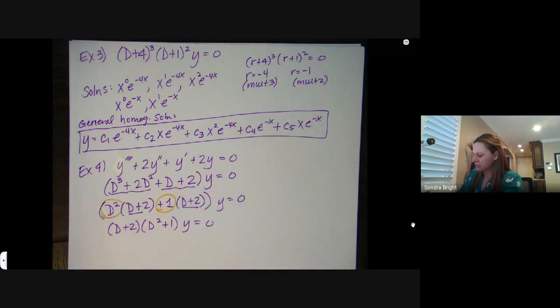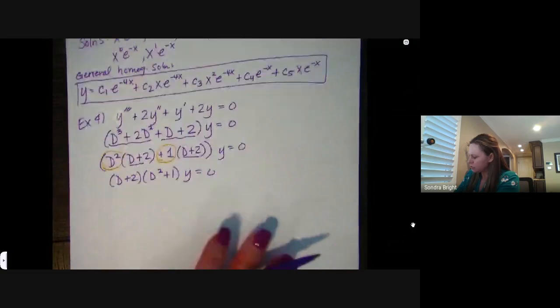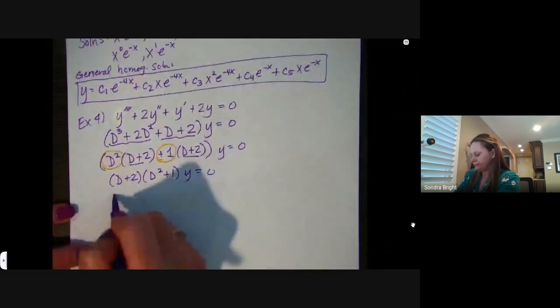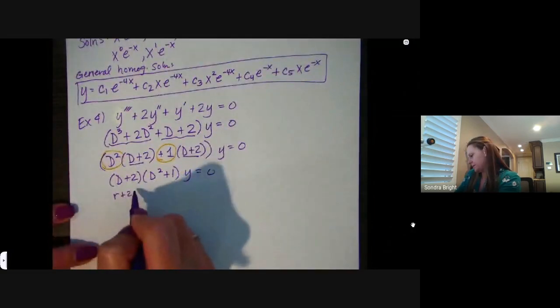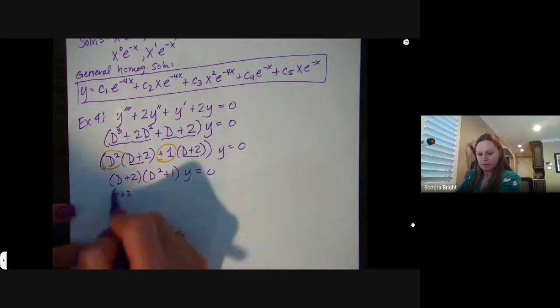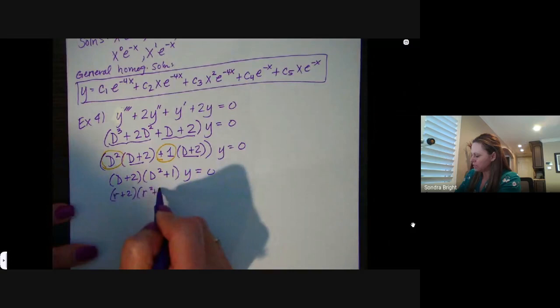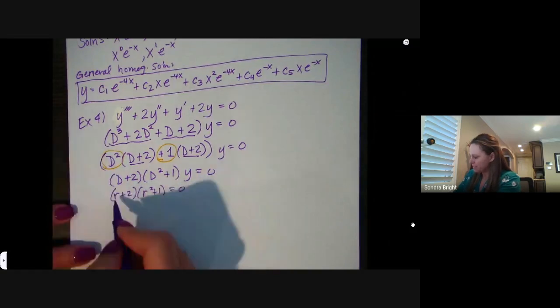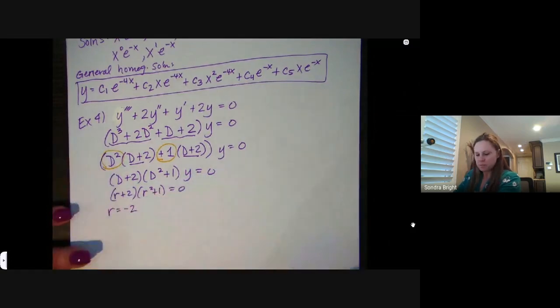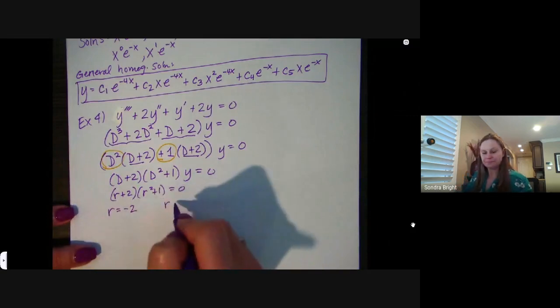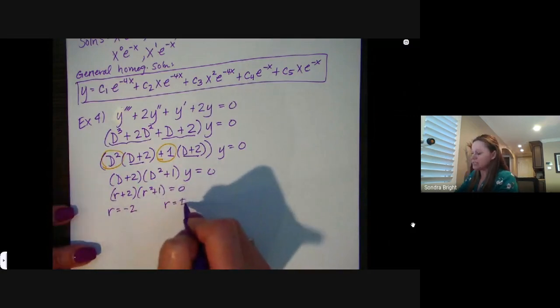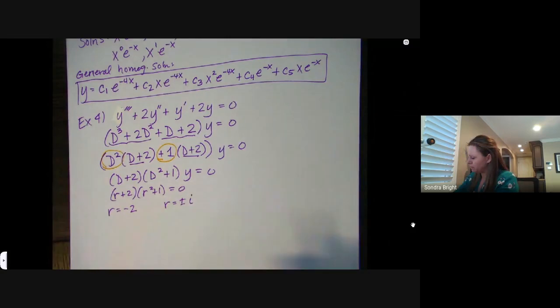That means my auxiliary equation is r plus 2 times r squared plus 1 equals 0. So this first one will give you r equals -2, and this guy will give you r equals plus or minus i. And both of these guys only have a multiplicity of 1.